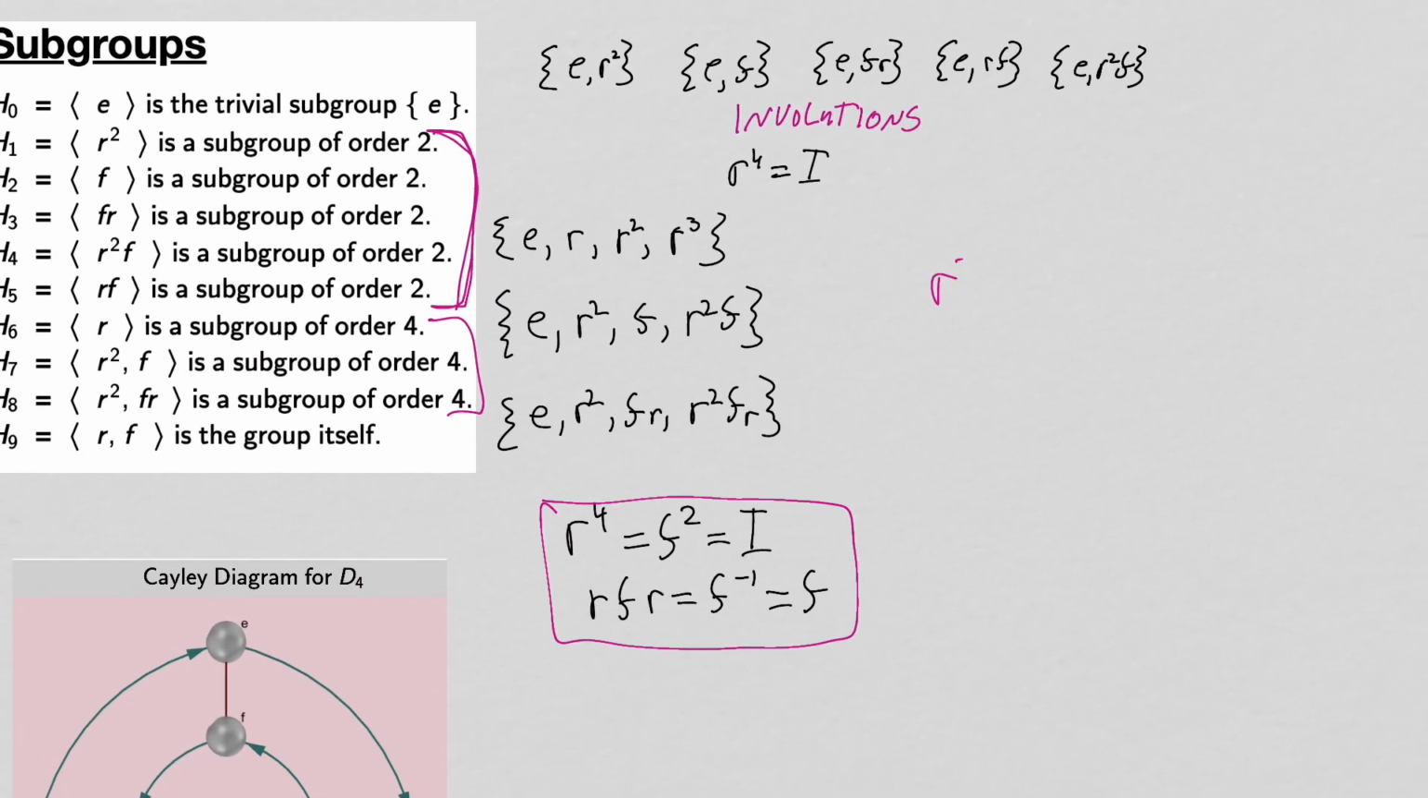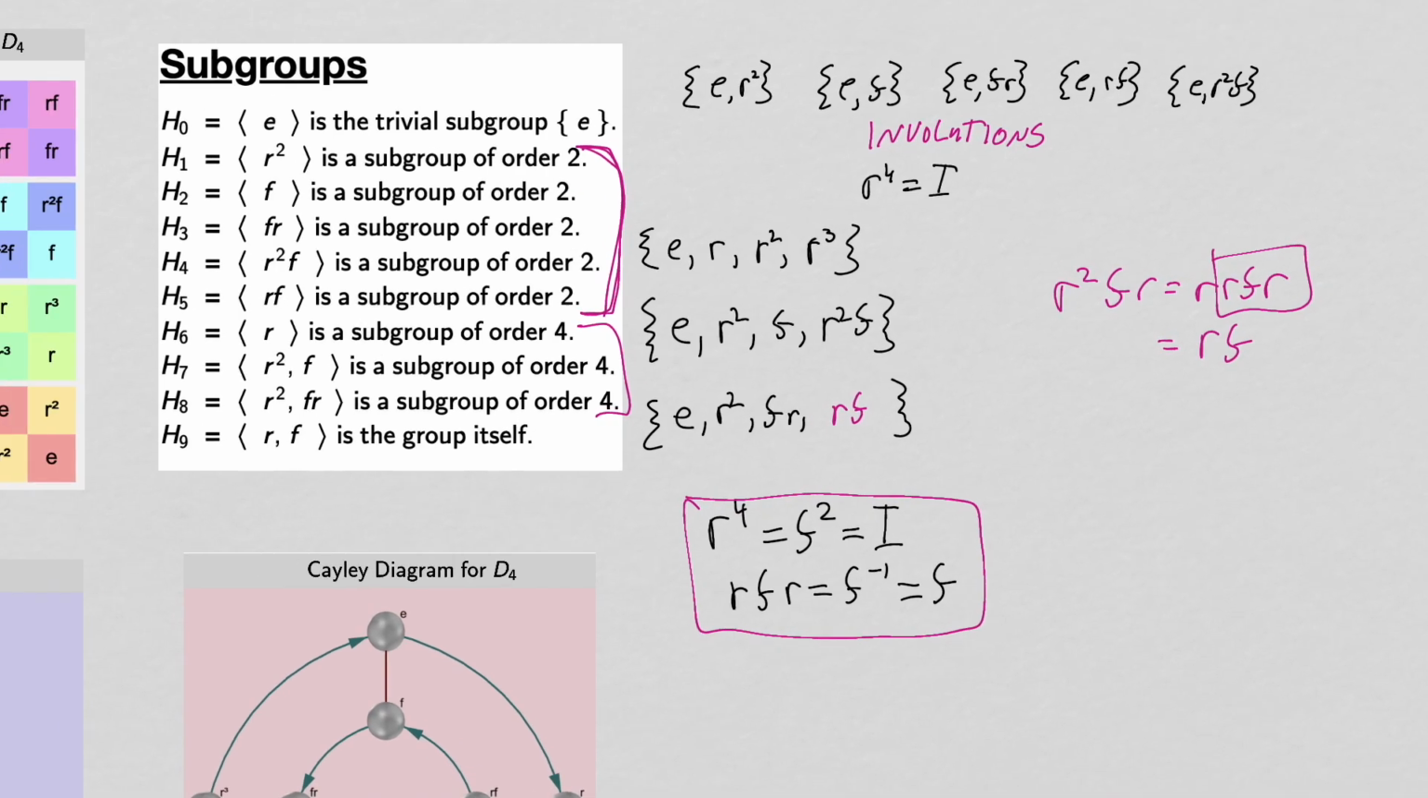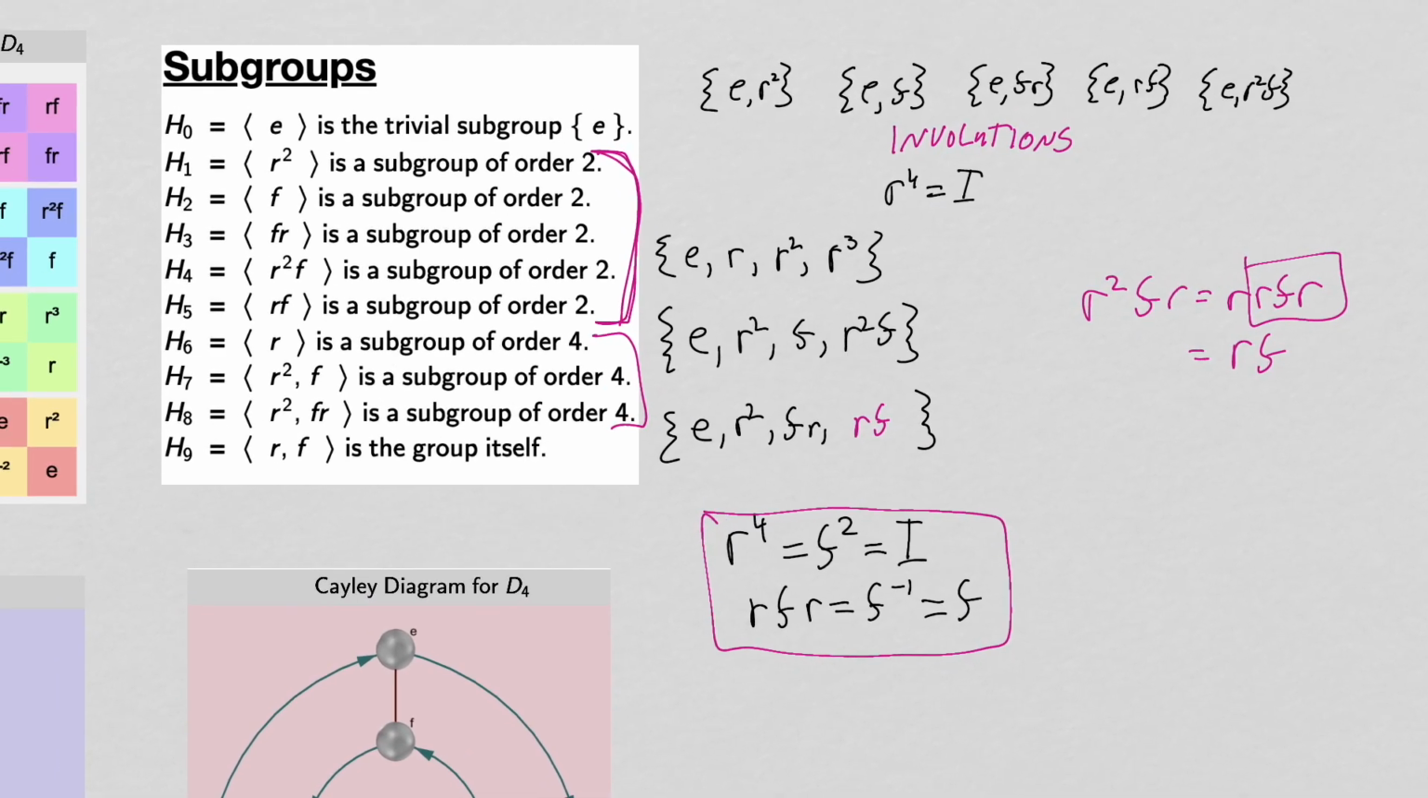And that just shows you that we need to do a word reduction, right? So we would write r squared FR equals RRFR, but through this part of the presentation, r squared FR equals RF, right? So I erase that and I get RF, which is different from FR, okay? So now we have found the proper subgroups, right?